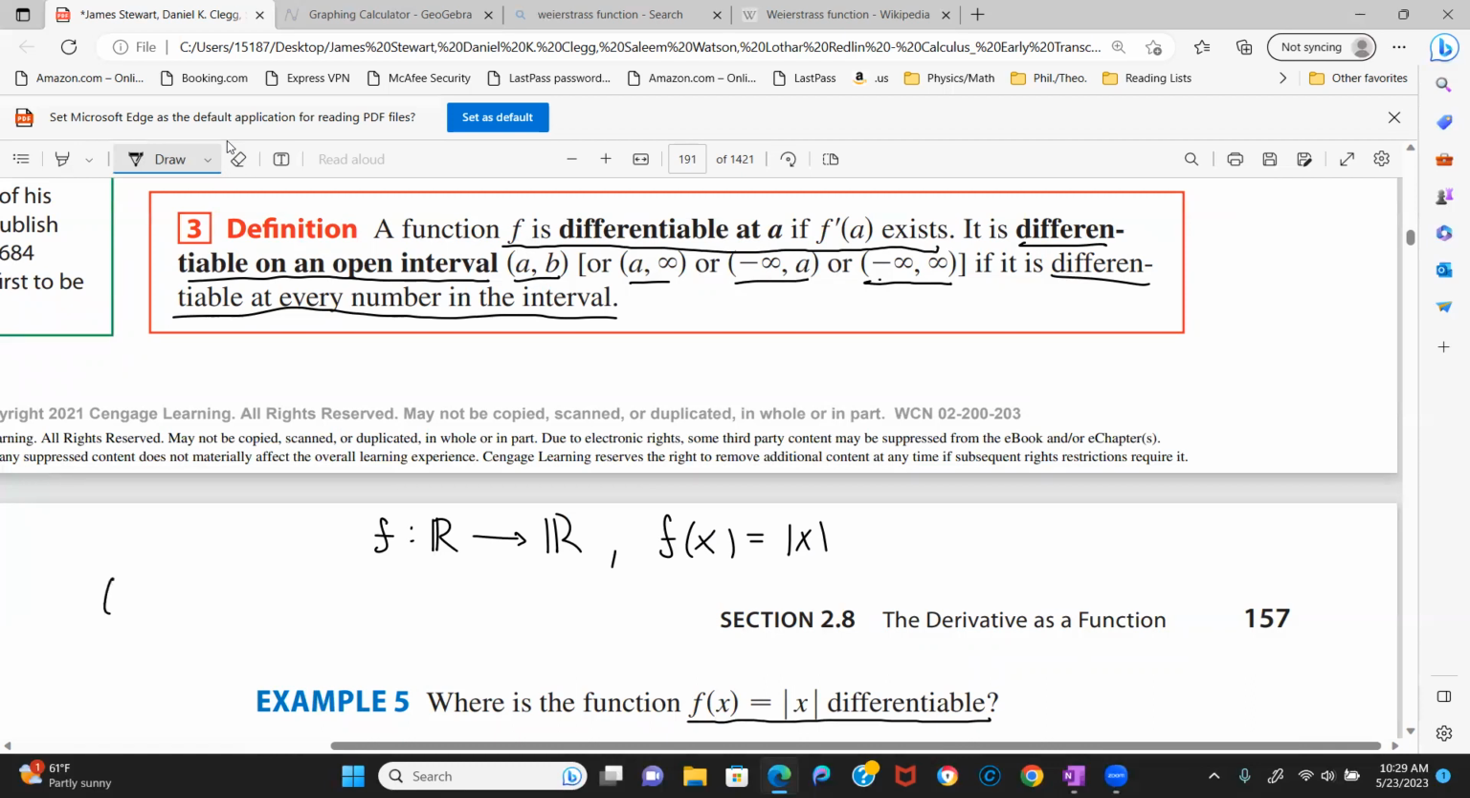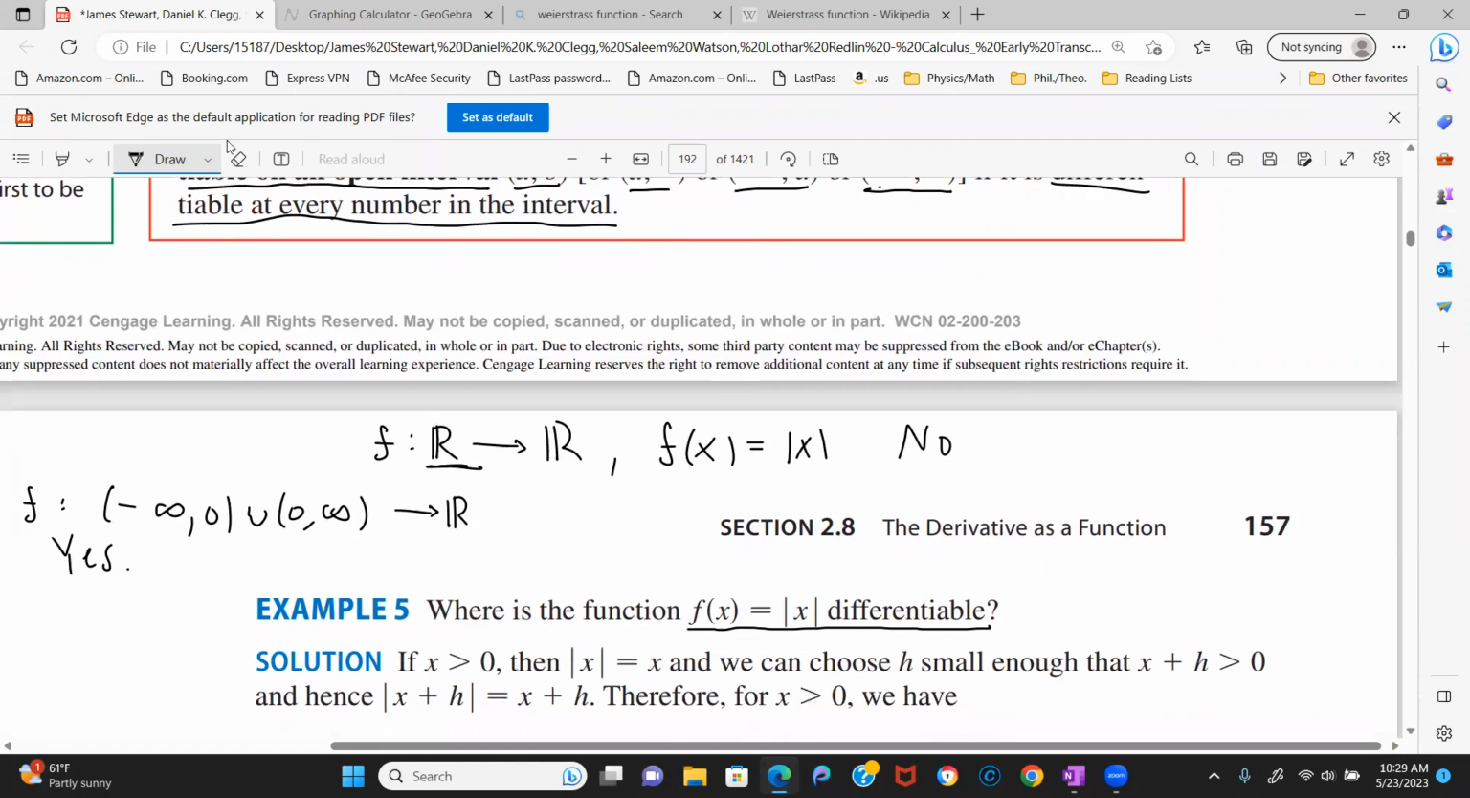Of course, if you restrict the domain, you can now consider f as a function from negative infinity to zero, and then from zero to infinity, to the reals. So here the answer is no. If you instead consider it on this domain, the answer is yes. So you have to be careful what you mean when you ask, is the function differentiable? It depends upon the domain. So we're just going to take the domain to be the whole real line, and the answer is going to be no.